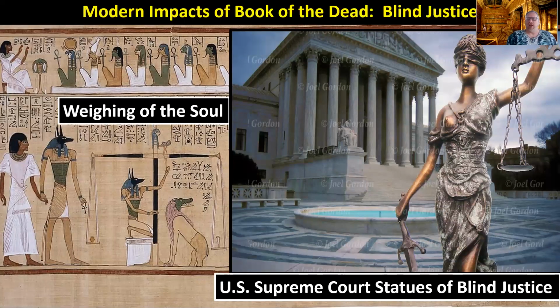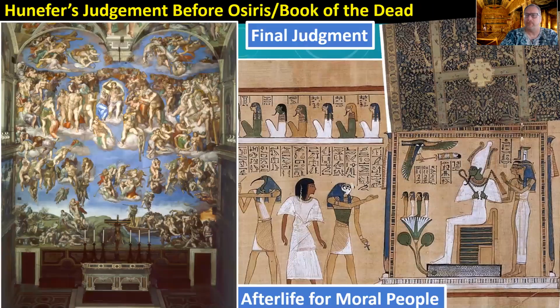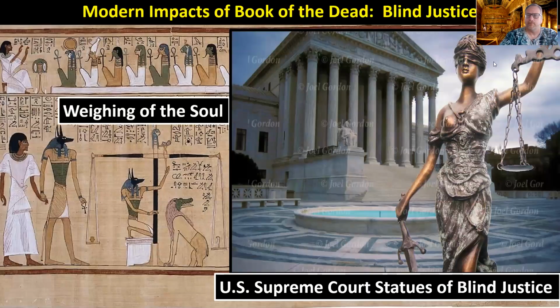Modern impacts of the Book of the Dead, or the Book of Eternal Life. One of them is going to be the concept of blind justice that we have within our court system. And that literally is the weighing of souls right over here. It's blind because we're weighing it over the feather of truth. And so we're not sure what the weight is, but we know this is the determination of justice or not. That's why this figure shows up on our U.S. Supreme Courts all across the nation. It's the symbol of blind justice.